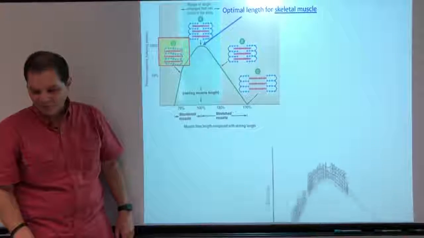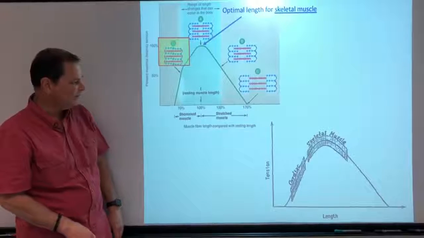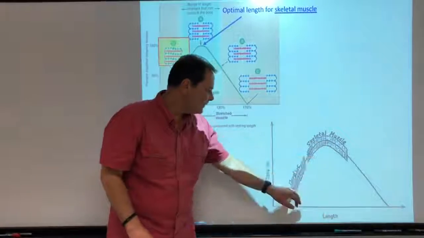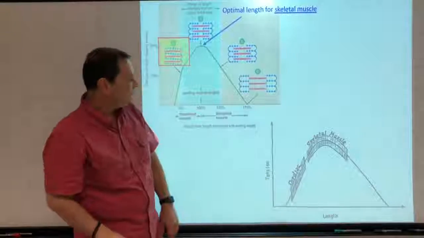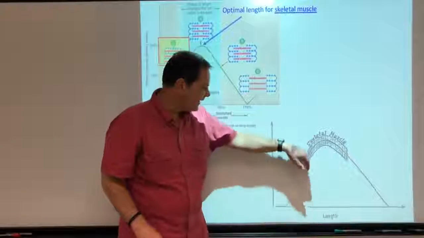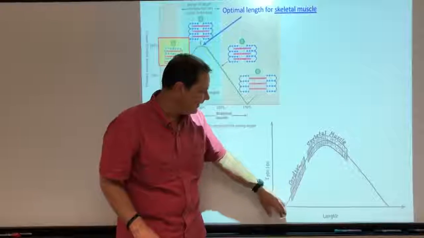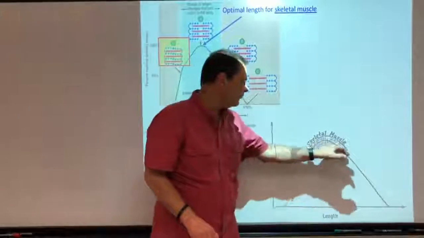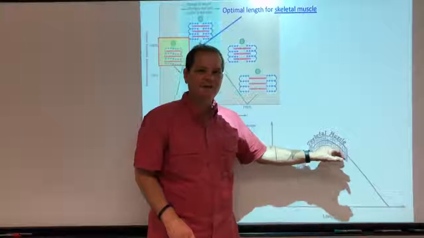So you might say, why are you doing this, Dr. Shannon? We don't care about skeletal muscle. Well, this is what happens with cardiac muscle. And the first thing you'll notice is that cardiac muscle operates on the ascending limb of this curve, on this part. It does not operate here where skeletal muscle operates.